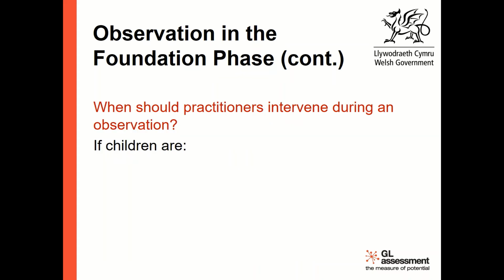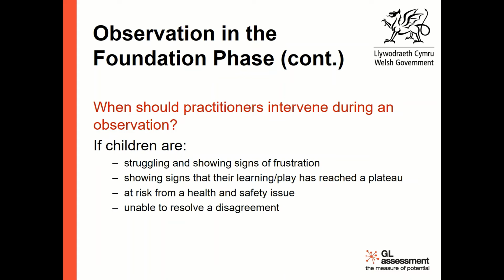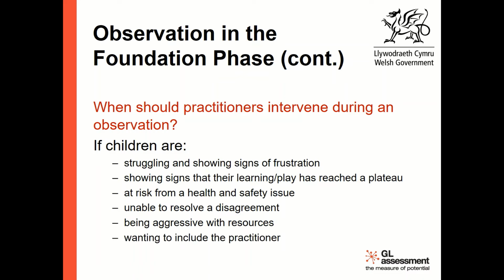And finally, when should practitioners intervene during an observation? If children are struggling and showing signs of frustration, showing signs that their learning play has reached a plateau, at risk from a health and safety issue, unable to resolve a disagreement, or being aggressive with resources, or wanting to include you in their play.